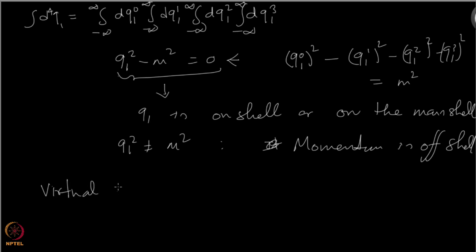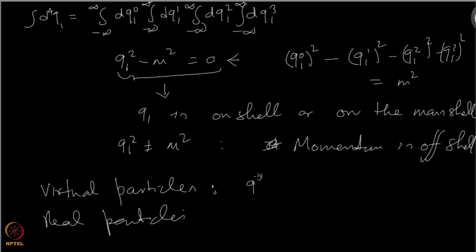So, you say virtual particles and real particles. A virtual particle is the one whose momentum, let us say if it has a momentum q, and if it is supposed to correspond to a particle of mass m, then q square is not equal to m square. So, that is a virtual particle, and if q square is equal to m square, then that is a real particle. But you do not have to worry about the particle interpretation at this stage.